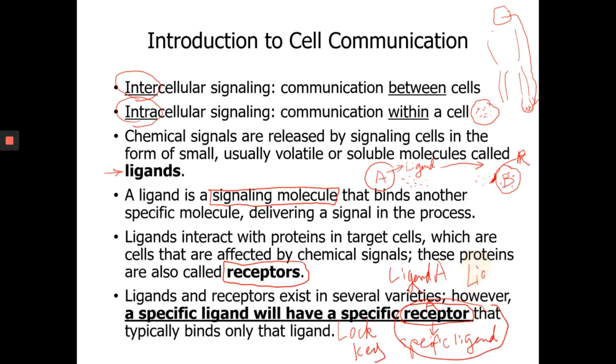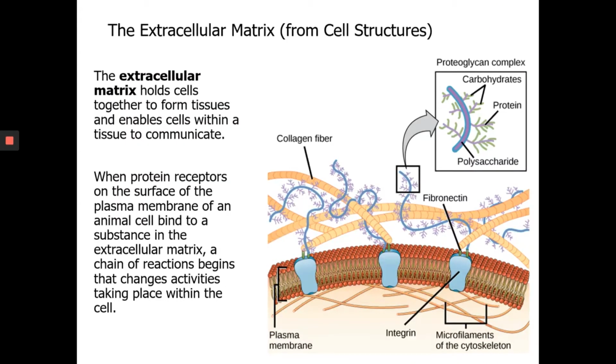If you have a different signaling molecule, ligand B, the receptor does not recognize ligand B. So they don't have any chemical reactions, so nothing will happen. There's no communication. Okay, so the relationship is very specific. All right, this is just a repeat slide from last week.